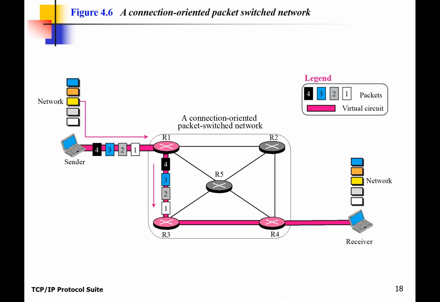So again, let me just repeat for the Zoom participants. We send it 1, 2, 3 through router 1. It will be 1, 2, 3 through router 2, router 3, then through router 4. So it will be received in order.